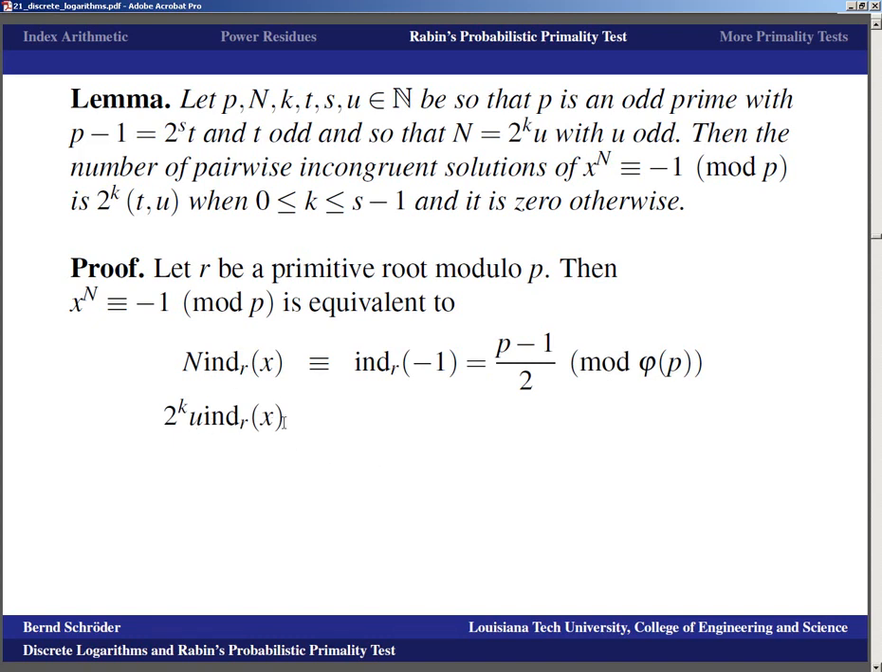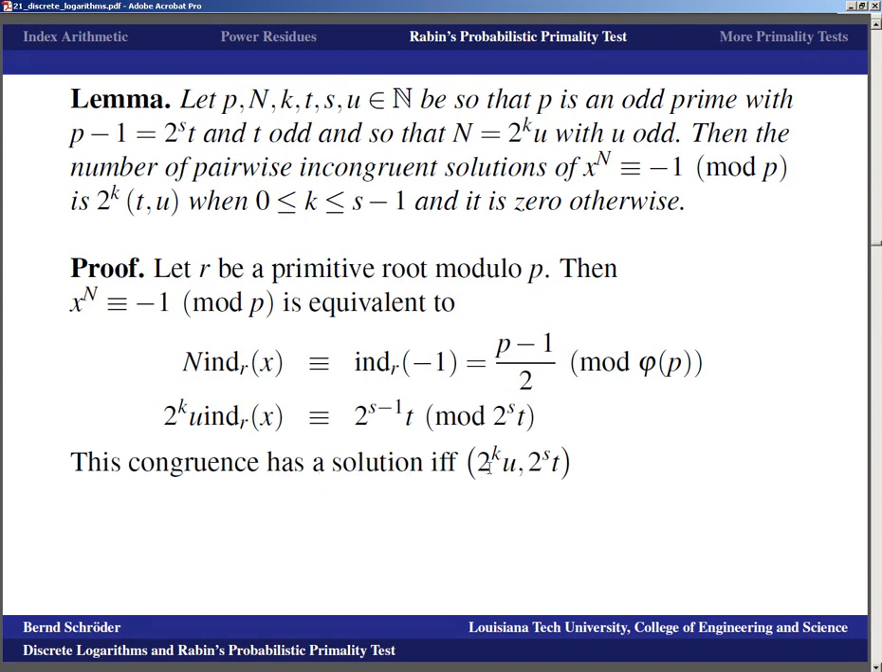And n was 2 to the k u, so n times the index of x to the base R would have to be equivalent to P minus 1 over 2, which is 2 to the s minus 1 times t. And we're still looking at modulo phi of P, and phi of P is P minus 1, which is 2 to the s times t. And that congruence has a solution if and only if the greatest common divisor of 2 to the k u and 2 to the s t, right? Again, we're looking at a congruence where we're solving for the index of x as the variable. That thing has a solution if and only if this greatest common divisor, which happens to be easily verified, is 2 to the minimum of k and s times the greatest common divisor of u and t, divides 2 to the s minus 1 times t.